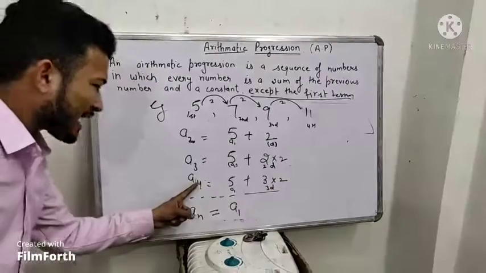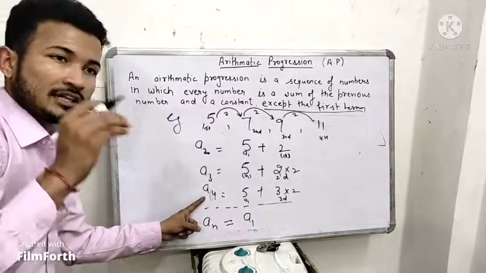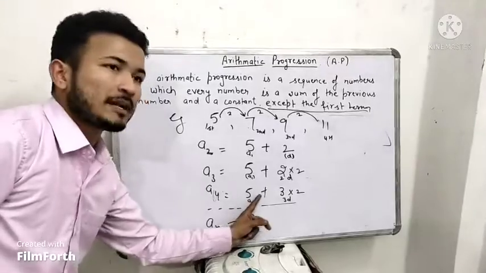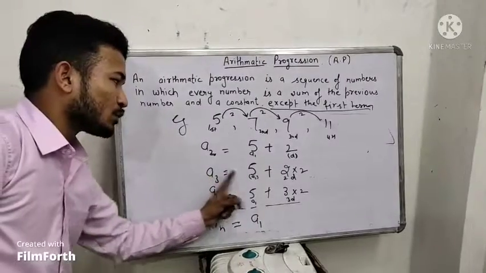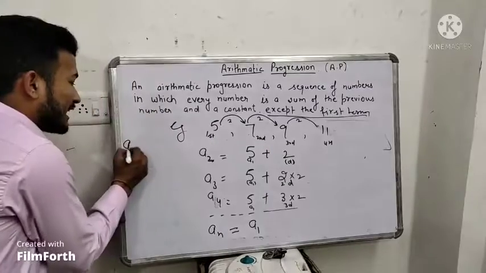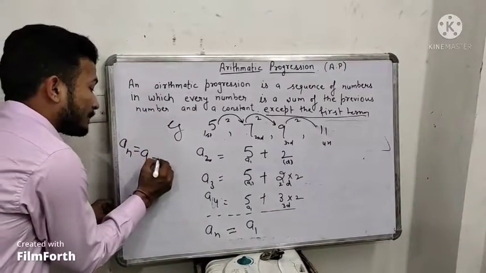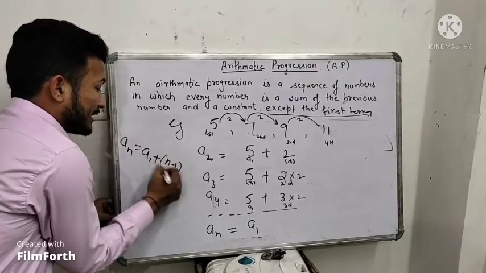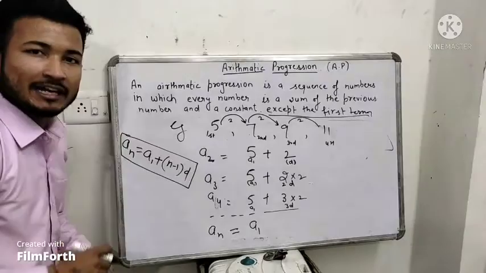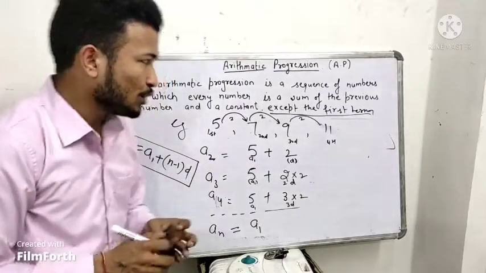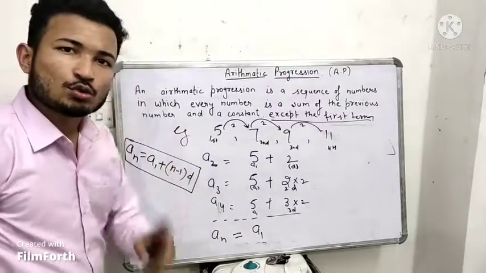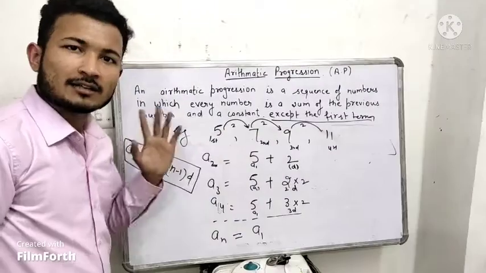You can see that when I have 4 on the left side, I decrease one number, which is 3, and A4 is equal to A1 plus 3d. A3 is equal to A1 plus 2d. Similarly, I have an, so an is equal to A1 plus (n minus 1) d. This is the generalized formula to find any number. In my point of view, if you want to find any term of a particular sequence, you just have to know two things, a and d.